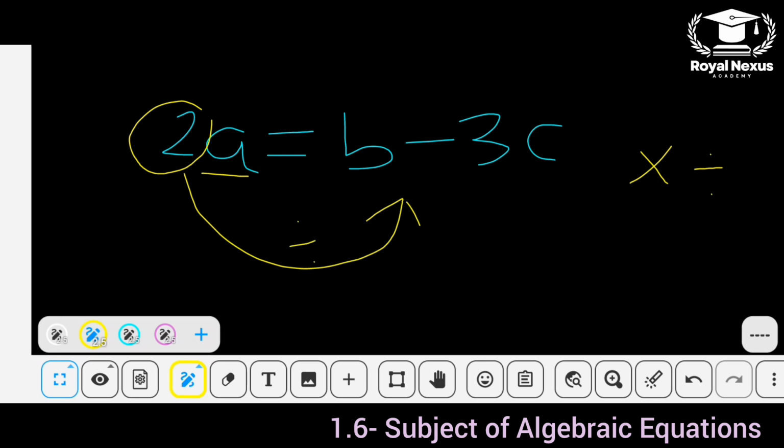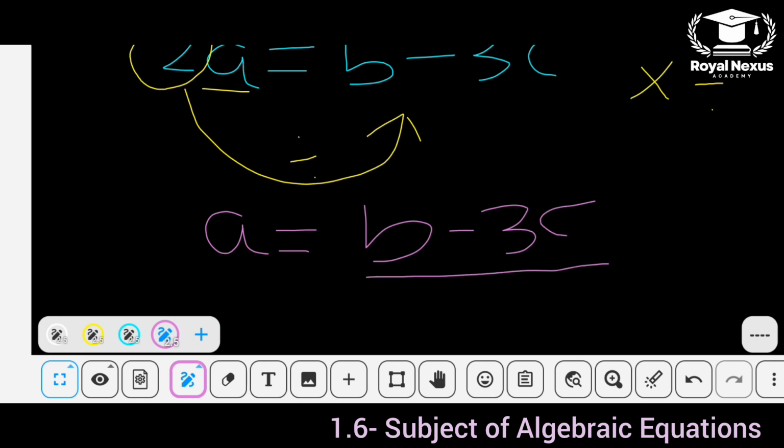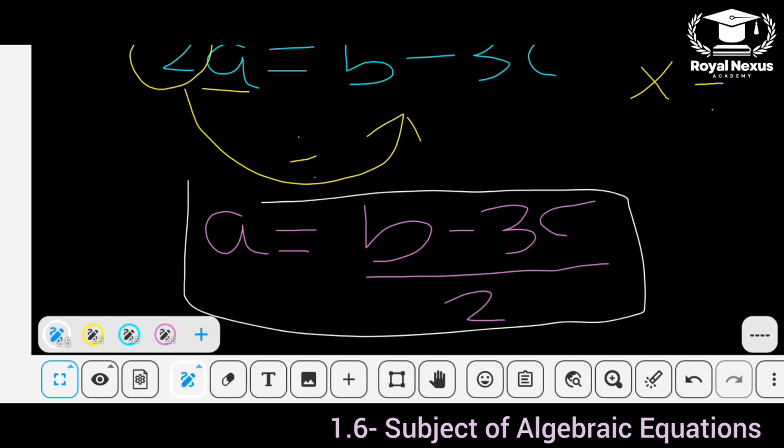So the answer will be A is equal to B minus 3C upon 2. So this will be the answer when you want to make A the subject of this equation.